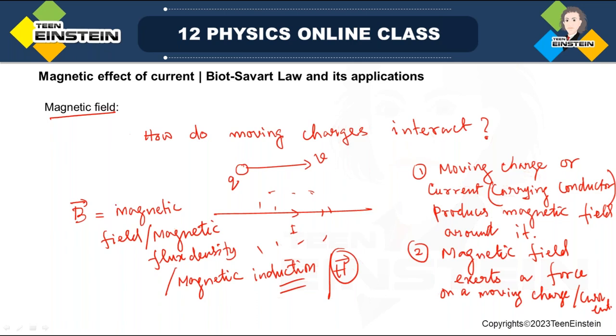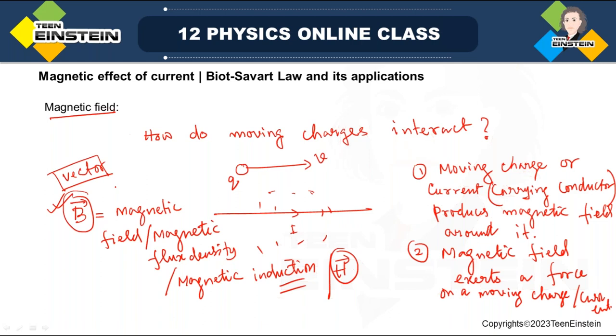And just like electric field, magnetic field is also a vector quantity. It is also a vector quantity, but obviously this vector is, we'll discuss. So this is a vector quantity like electric field. All right, we'll go ahead.